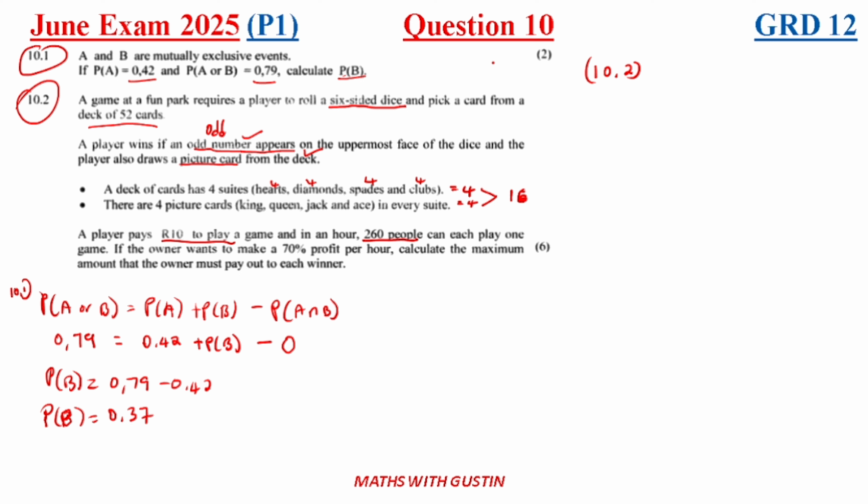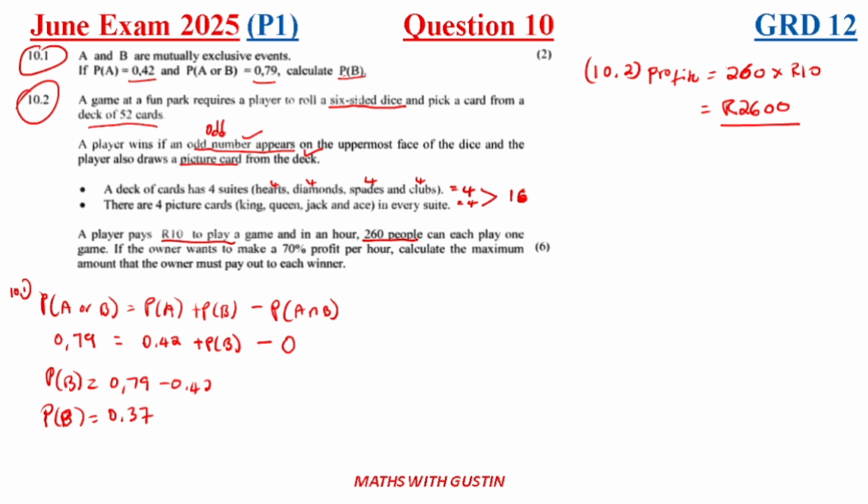Okay, so there are two things happening here. I think the best thing to do first is to get the total amount that these people are contributing into this game. So the total amount that one can make, which is going to be the profit, in this case we have 260 players in an hour, each paying 10 rand. So therefore the total amount of money that the owner is going to make before paying the winners is 2,600. Okay, all right.